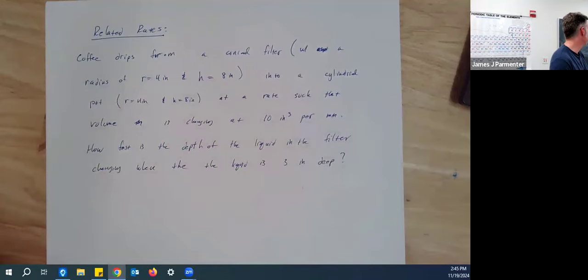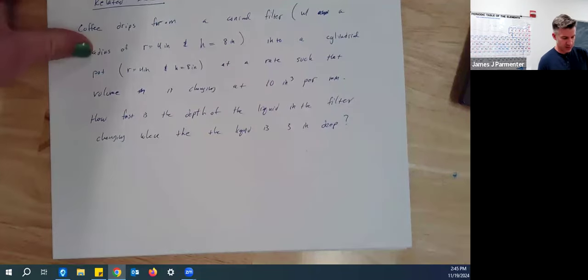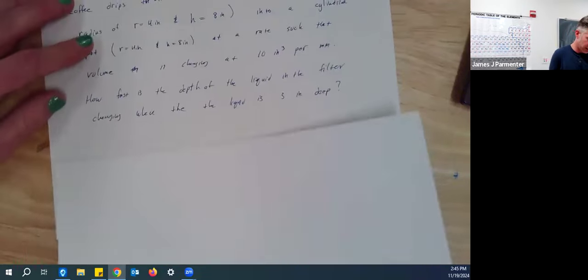A lot of words. Half the battle with related rates problems is reading those words and then interpreting and really kind of distilling what's important. Right, so let's see. We got coffee dripping from a filter with a radius of 4 inches and a height of 8 inches. So let's draw that. Let's just use a new piece of paper here because I know I'm going to have to write more than just this.